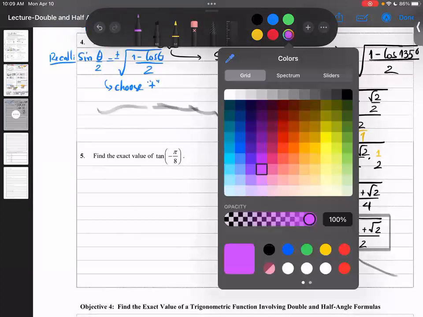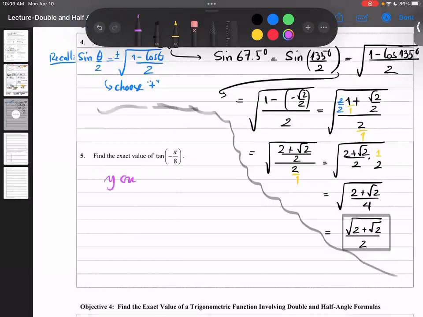Number 5, you try one. By the way, there's a little typo. You try two, you try three is fine, but you try one, I need to fix it. Right after class, I'll fix it.